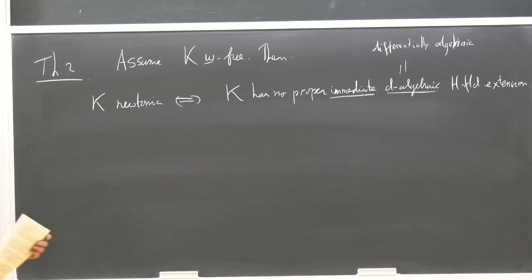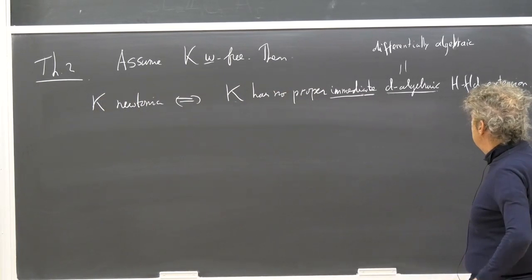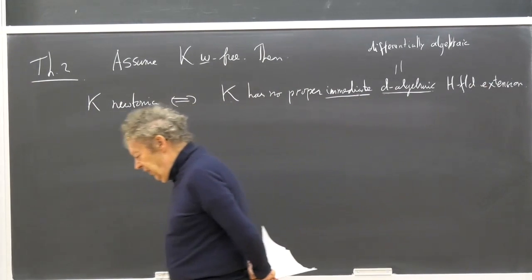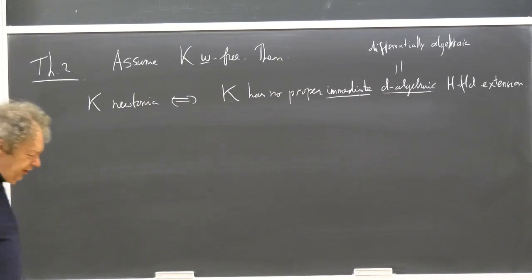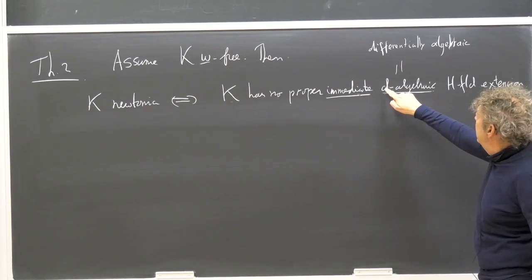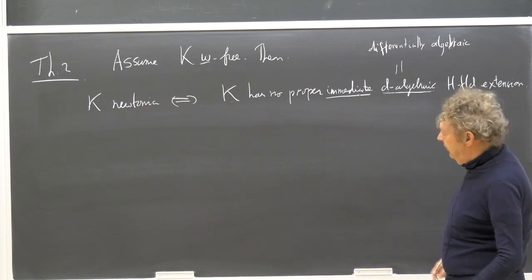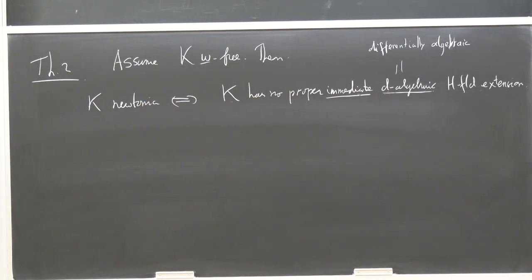For a Henselian valued field, it is the case that you have no immediate algebraic extension. At least in equal characteristic zero, to be on the safe side. For a Henselian valued field, you cannot have any algebraic immediate valued field extension. And so this is a kind of H-field version of it, where instead of algebraic, you have D-algebraic. So that's one important result.